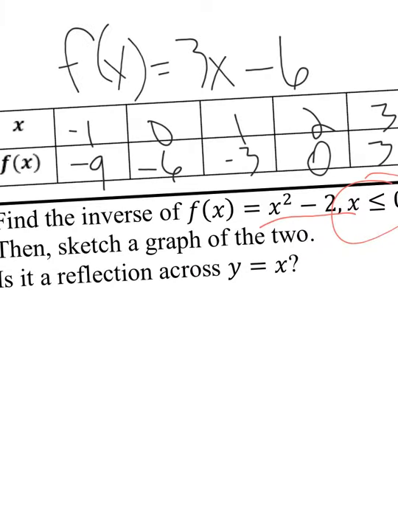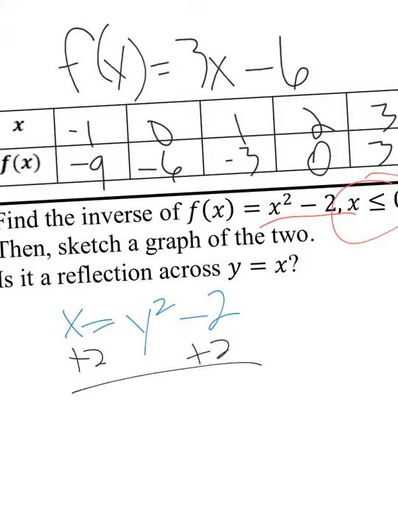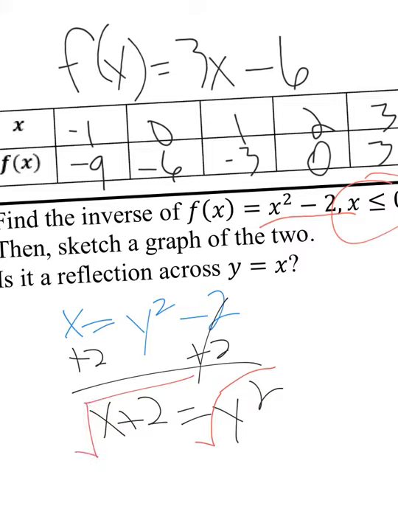So let's see what our function should be. You're going to write x equals y squared minus 2. And so you're going to have to add 2 to the other side: x plus 2 equals y squared. And get rid of the square by square rooting. You have to do it to the whole other side.